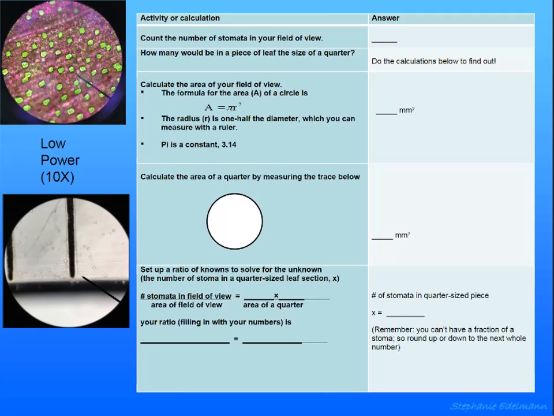Make sure that you pay attention to the radius versus diameter. Those are not the same numbers, so you need to actually do the calculation with the correct one. And then you set up the equation on the bottom to set up a ratio of knowns to solve for the unknowns. So the stomata in the field of view over the area of the field of view, which you can calculate, means that you have x stomata in the area of a quarter. And a lot of these questions you can actually answer in the form of a quiz, which I'm going to show you in just a bit.